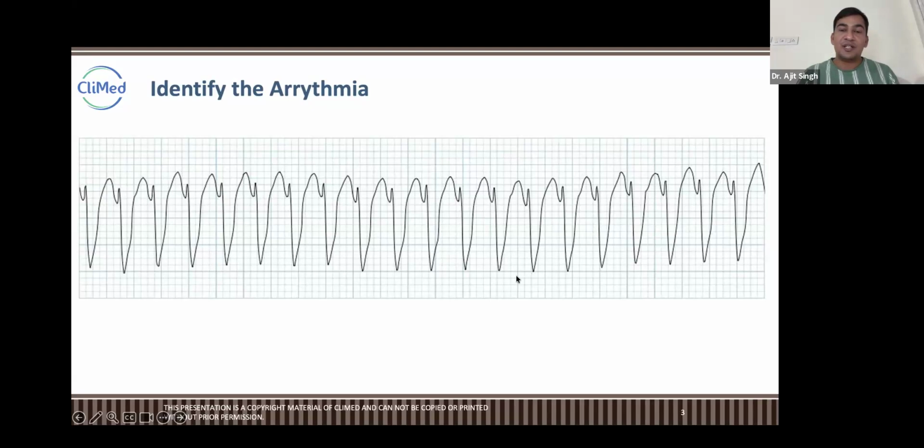Is this a normal sinus tachycardia also? So which tachycardia is this? I did not get the answer yet. What I asked: identify the arrhythmia. What arrhythmia is this? You just got the keyword and told monomorphic, guys. This is fibrillation, ma'am.